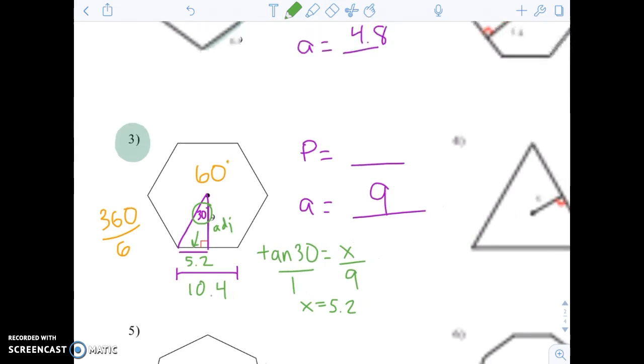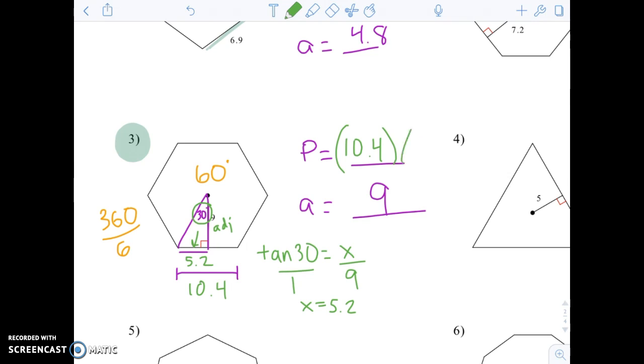10.4, which means when I want to get my perimeter, I'm going to take 10.4 times the fact that there are 6 sides in this shape.